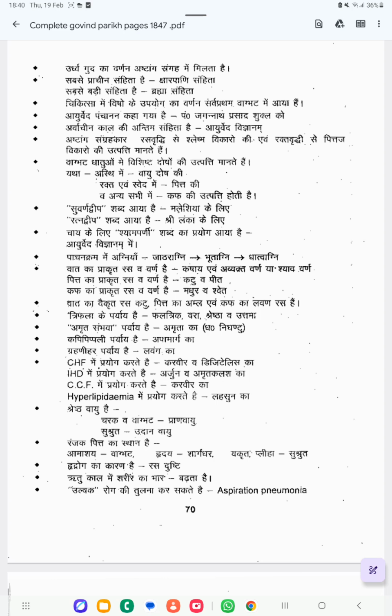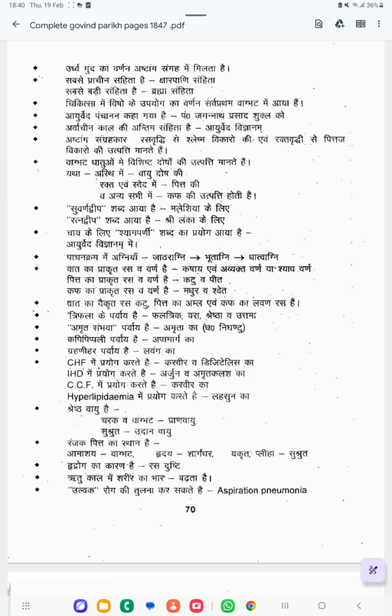Then Suvarna Dvipa, that is a word which is used for Malaysia. Ratna Dvipa, that is used for Sri Lanka, because in Sri Lanka so many ratnas we used to get, no? So that's why it is called Ratna Dvipa. Malaysia is known as Suvarna Dvipa.